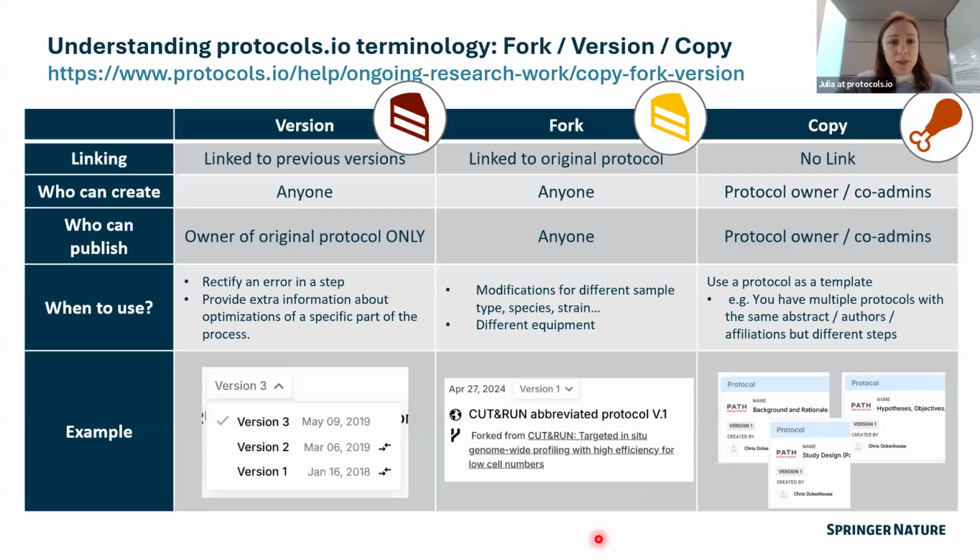And so we can see here, this is an example where someone created multiple copies of a protocol because they knew that they would have the same authors and affiliations, for example, but the content and steps of those protocols are all very different.